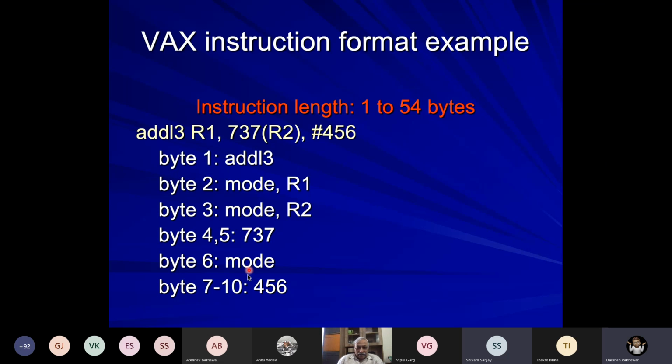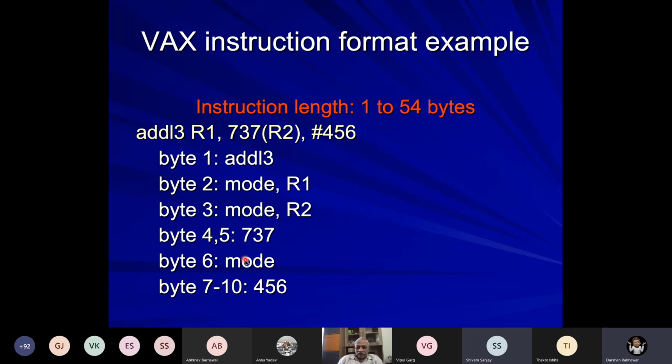So how is this instruction represented? The first byte says that it is add immediate with 3 operands. Okay. So that means we need to look for further bytes. We look at the next byte. It says that it is register mode, and the register number is R1. So we are done with the first operand. Then, since there are 3 operands, we look at further bytes. This says that it is a base plus index, and the register specified is R2, but we need to look at the offset, which is in the next 2 bytes. So look at bytes 4 and 5, which specify the constant 737. For the third operand, we go further down, look at byte number 6, which says that it is immediate, 4-byte immediate. So we look at 4 more bytes to get this constant 456.